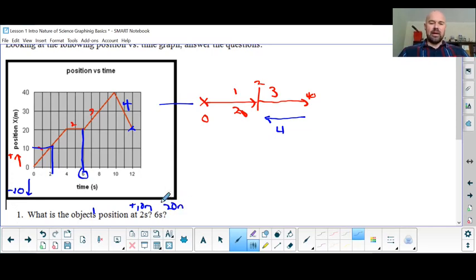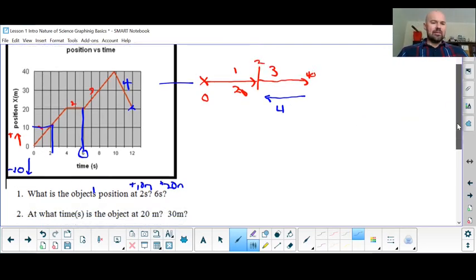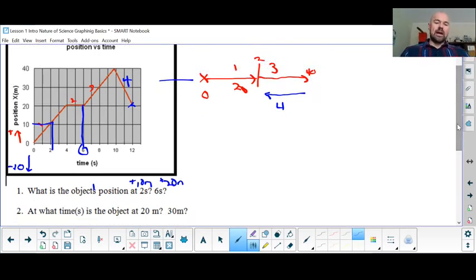And again, it's a positive 20. So that's just the location. So if you have a certain point in time, you should be able to read a certain position off for the value. The second question says, at what times or time is the object at 20 meters?